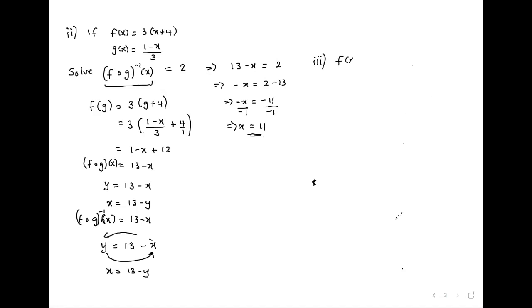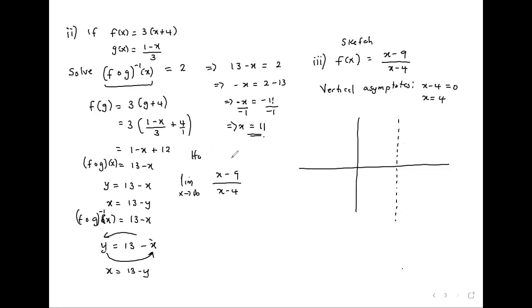Okay, so another one. Sketch f of x is equal to x minus 9 over x minus 4. Indicate all asymptotes and intercepts.